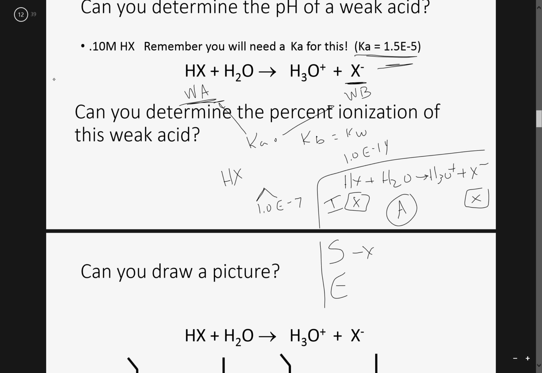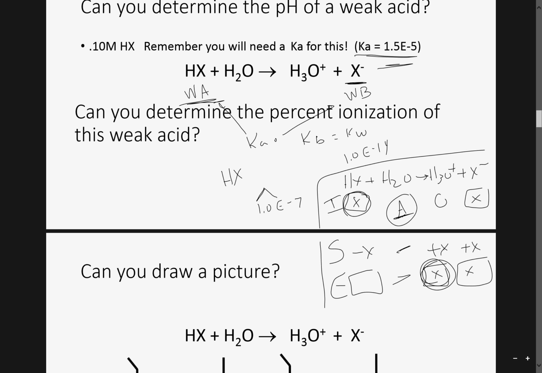Minus X, water will not play a role. 0 plus X, and then X and X, and of course this is the initial amount minus X. So a few boxes here of things that we generally try to find. Normally we would also, if given the initial concentration, be looking for the H3O plus ion concentration.